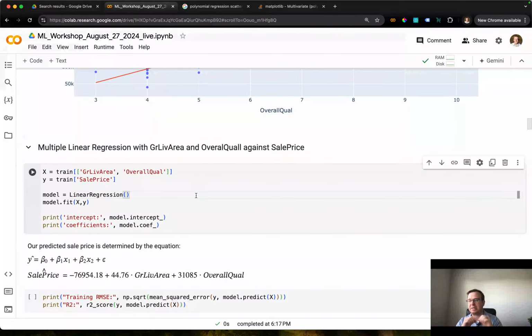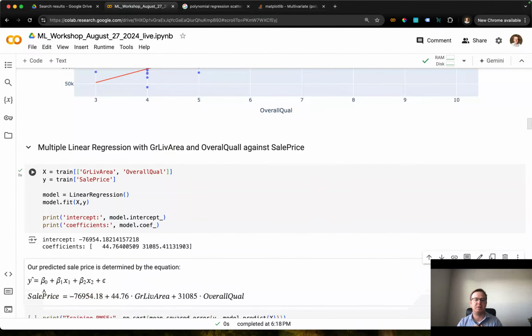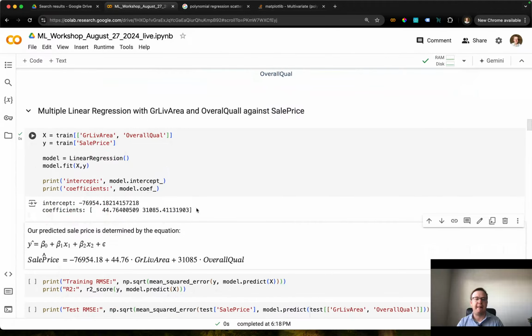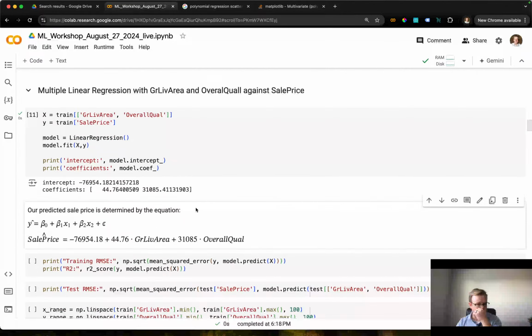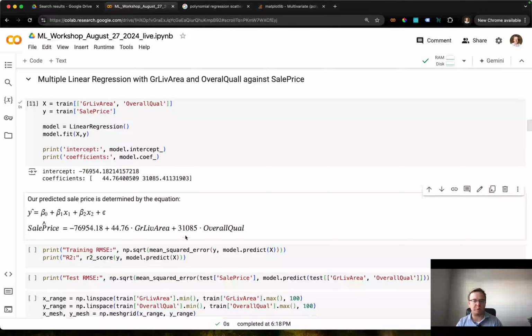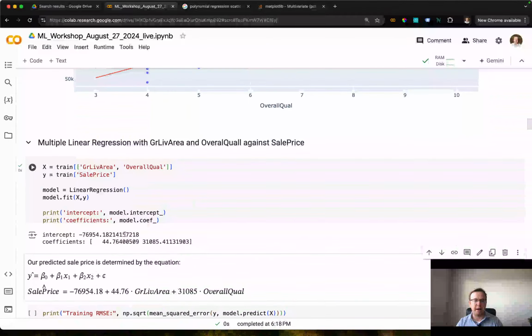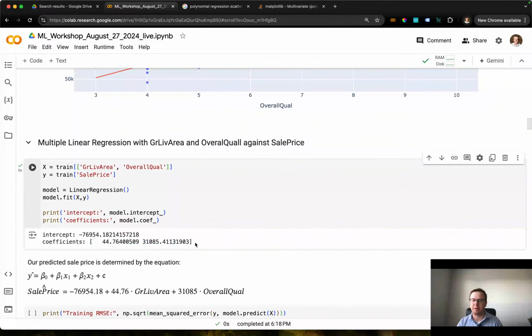Now let's do a slightly more complex model, a multiple linear regression model. Let's use both of these X variables. And what I want to point out, now that we've fit these three models, is take a look at the coefficients. I'll start at the top.